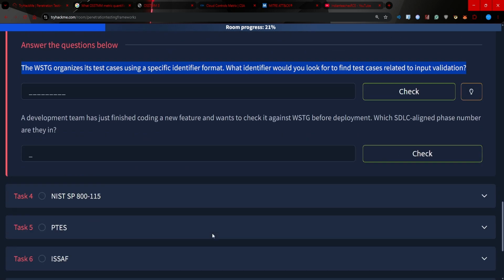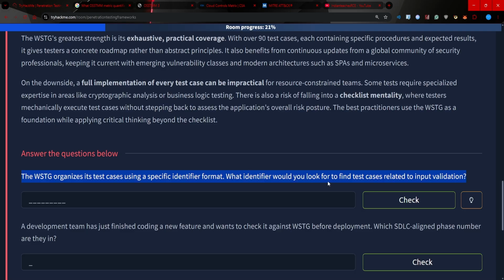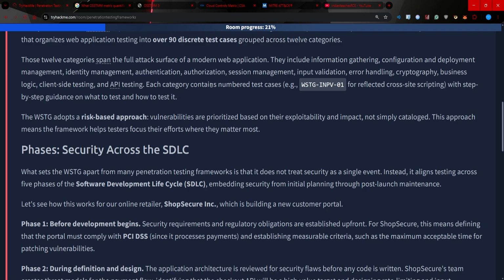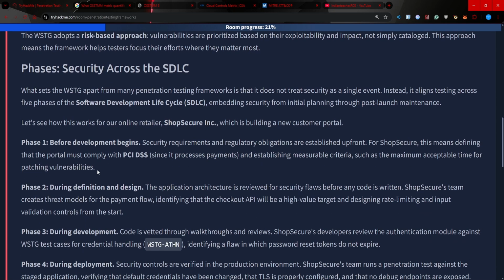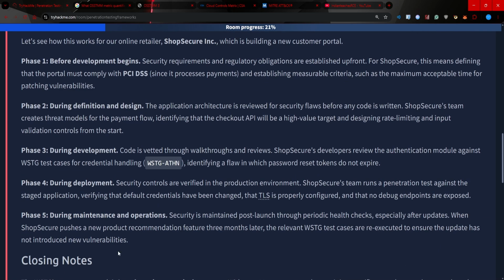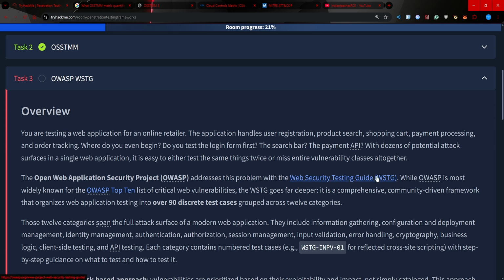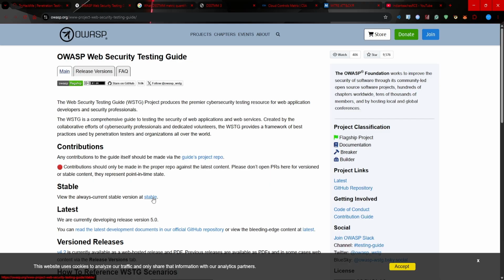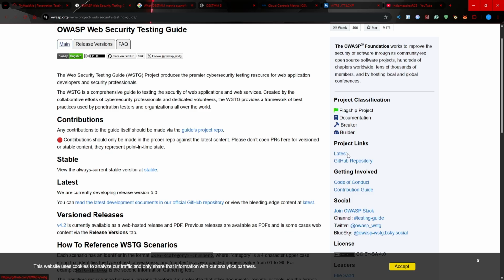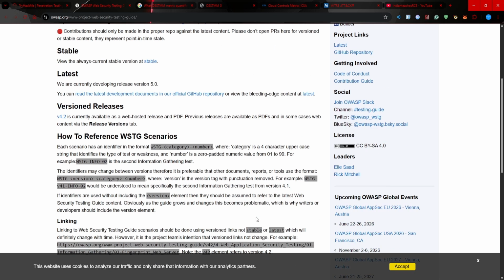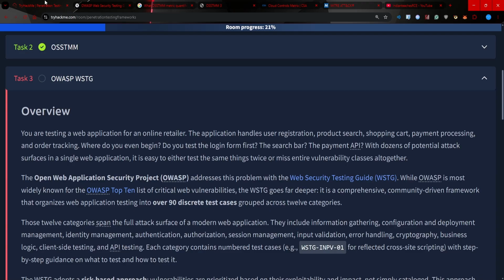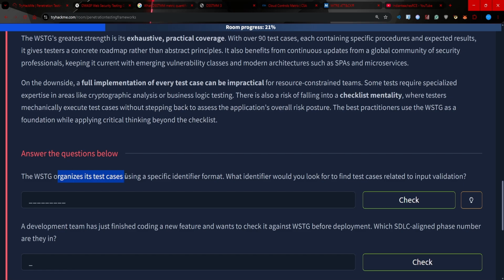Input. What identifier would you look for to find test cases related to input validation? Right. If we are talking about identifiers, then we should actually look into this. The answer is probably here or somewhere, because he's saying it organizes the test cases using a specific identifier format.